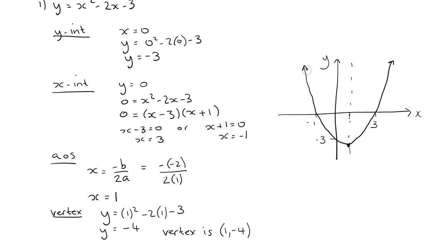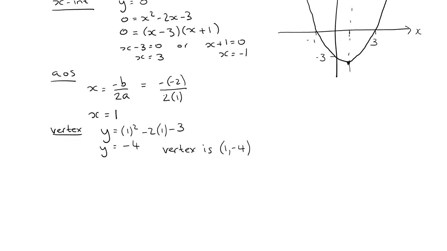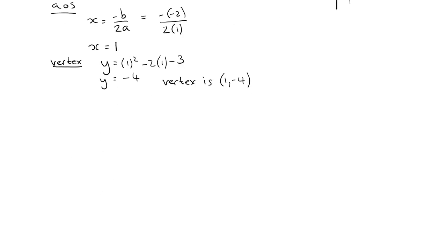Arrows show that the curve continues, and that is our parabola for our equation, y equals, I should write it up here, y equals x squared minus 2x minus 3. Okay, on to the second one, and this is going to show something quite different. So we've got y equals 2x squared plus 4x plus 3.